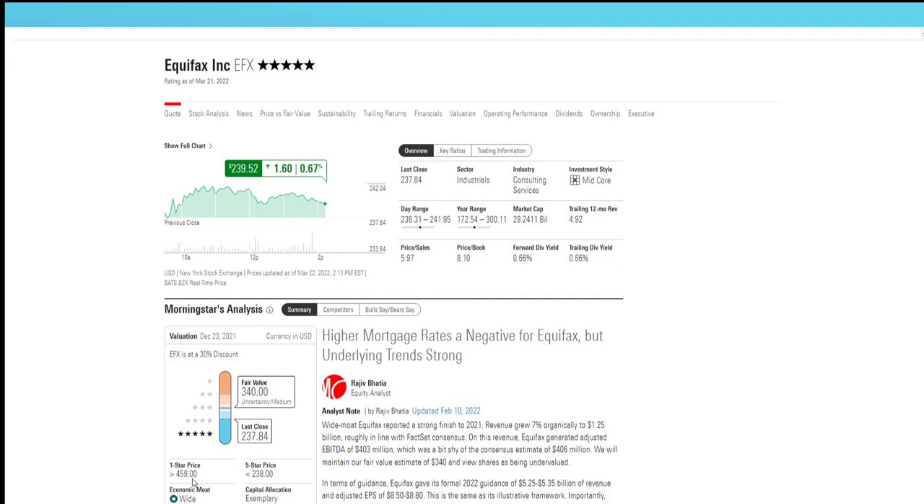The 1-star price would be $459. The 5-star stock price would be $238, and we're lower than that. This is a description about what that company does.